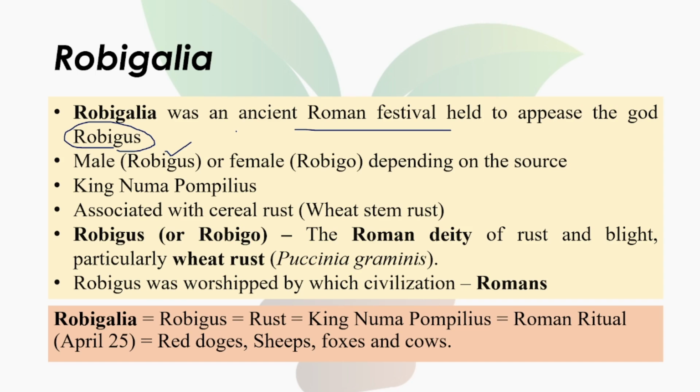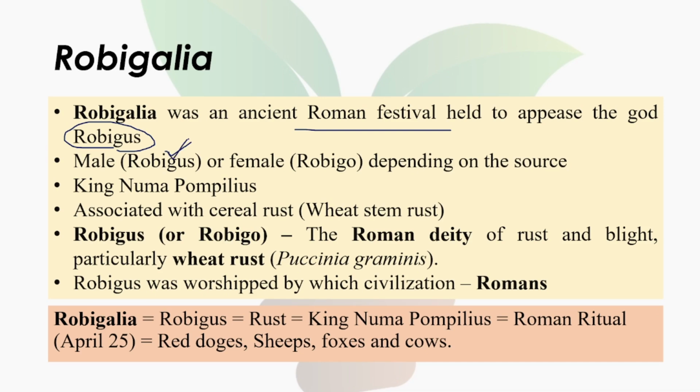because the rust pustules are red in color. The god Robigus is generally associated with Jupiter. What is the color of Jupiter? Dark brown or dark red. So in that way, pustules are red, god is red. That is how they are symbolically representing it. Robigalia is purely a representation of wheat stem rust. Might be it is also leaf rust, I mean leaf-related disease also might be there. But it is purely a rust disease festival.